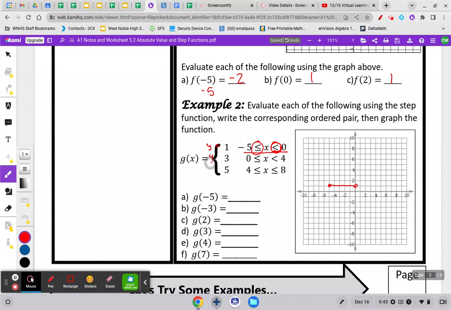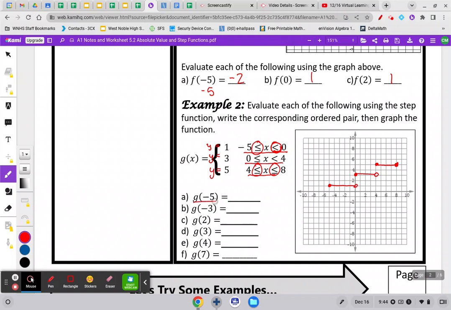My next step is then at y equals 3. It includes 0 and then goes to 4, but does not include 4. That's what this tells me. Then my next step is y equals 5. It starts at 4, it does include it, and then it goes to 8 and does not include it. Oh no, it does include it. Gotta look at those signs. So it does include 4, does include 8. And there's our step function. That's basically how you plot those.